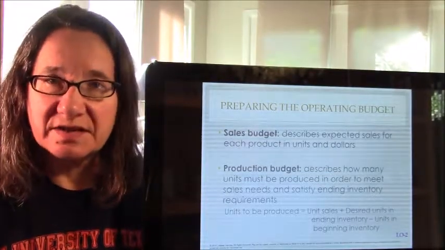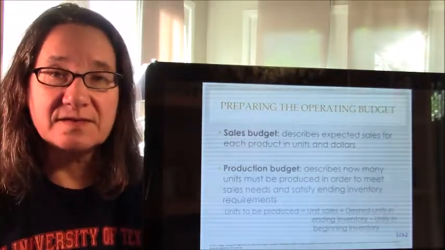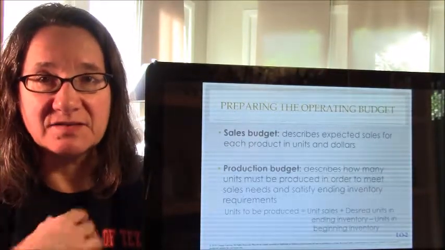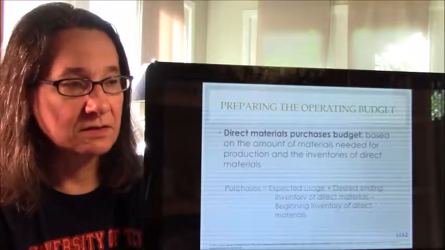Production budget is based on that sales budget. So you have to do the sales budget first, because you have to know, okay, if I'm going to sell this many units, how many do I have in my inventory? How many do I need to make? How many will I have at the end, right? So you have to budget out that production budget.